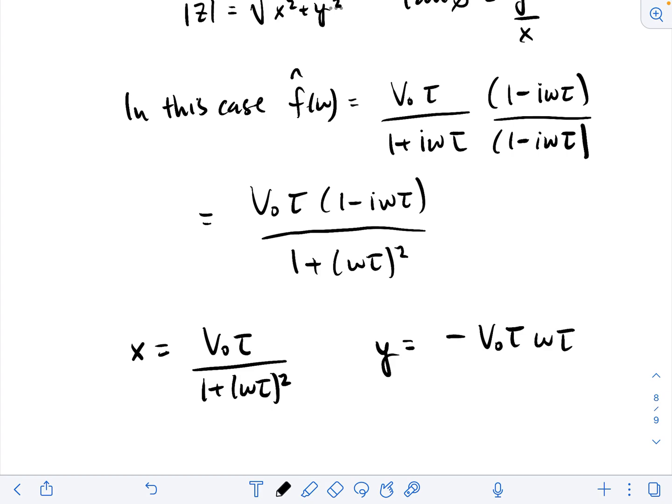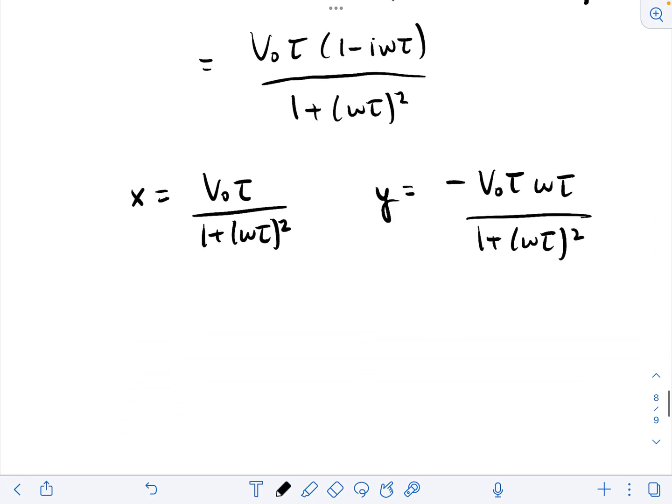Okay, so why is this useful? Well, it's useful because now we can immediately find the tan of phi if we were to express our f hat of omega in terms of a magnitude times a phase factor. The phi in the phase factor, or the tangent of that phase, would be y over x. When we take that ratio, the v naught tau and the 1 over 1 plus omega tau squared all end up canceling, and we just get a minus omega tau.